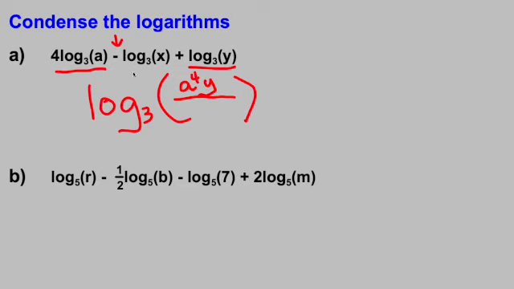And then anything that's a minus is going to go on bottom. So because this is an x, that's going to go on bottom. So that's how you condense this one into one single log. Let's do the same thing on the second problem.